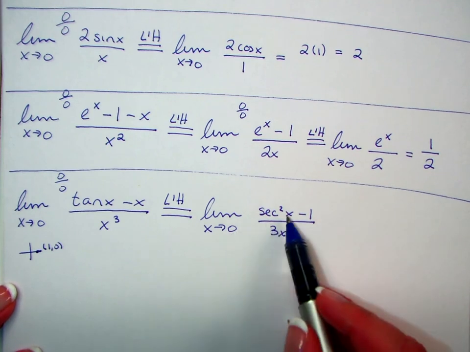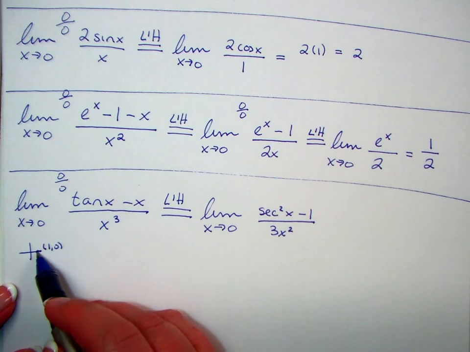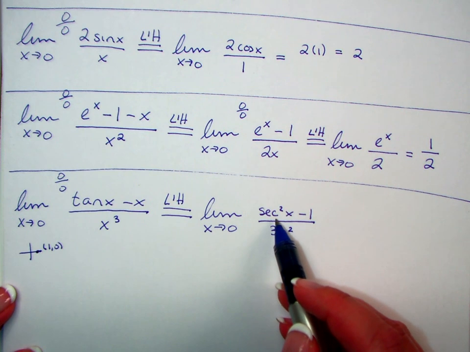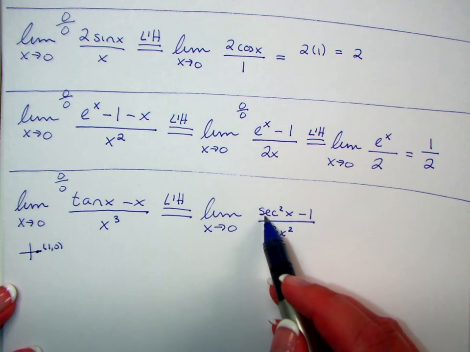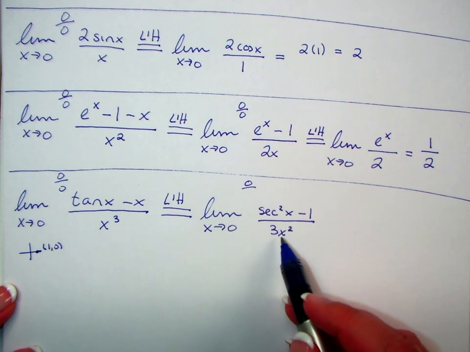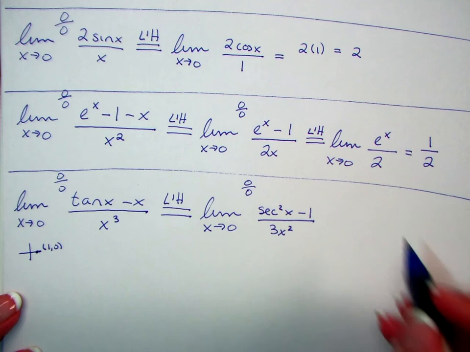So if I plug 0 now into this function, secant squared of 0. So we're still at an angle of 0, right? Secant is the reciprocal of cosine. So secant of 0 is 1, because cosine is 1, and the reciprocal of 1 is 1. Secant squared is going to be 1, right? So we're still going to get 1 minus 1, which is 0 on top. And we're still going to get 3 times 0 on the bottom, right? So we still have an indeterminate form. So let's go ahead and L'Hopital this again.